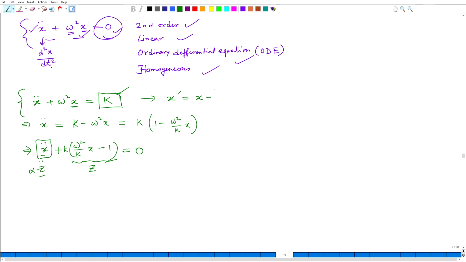So, this is a pseudo homogeneous equation. Now, the very easy trick to do this type of problem is, starting from this one, you simply do x double dot plus omega square x minus k is equal to 0, and then you simply say that omega square x minus k by omega square.